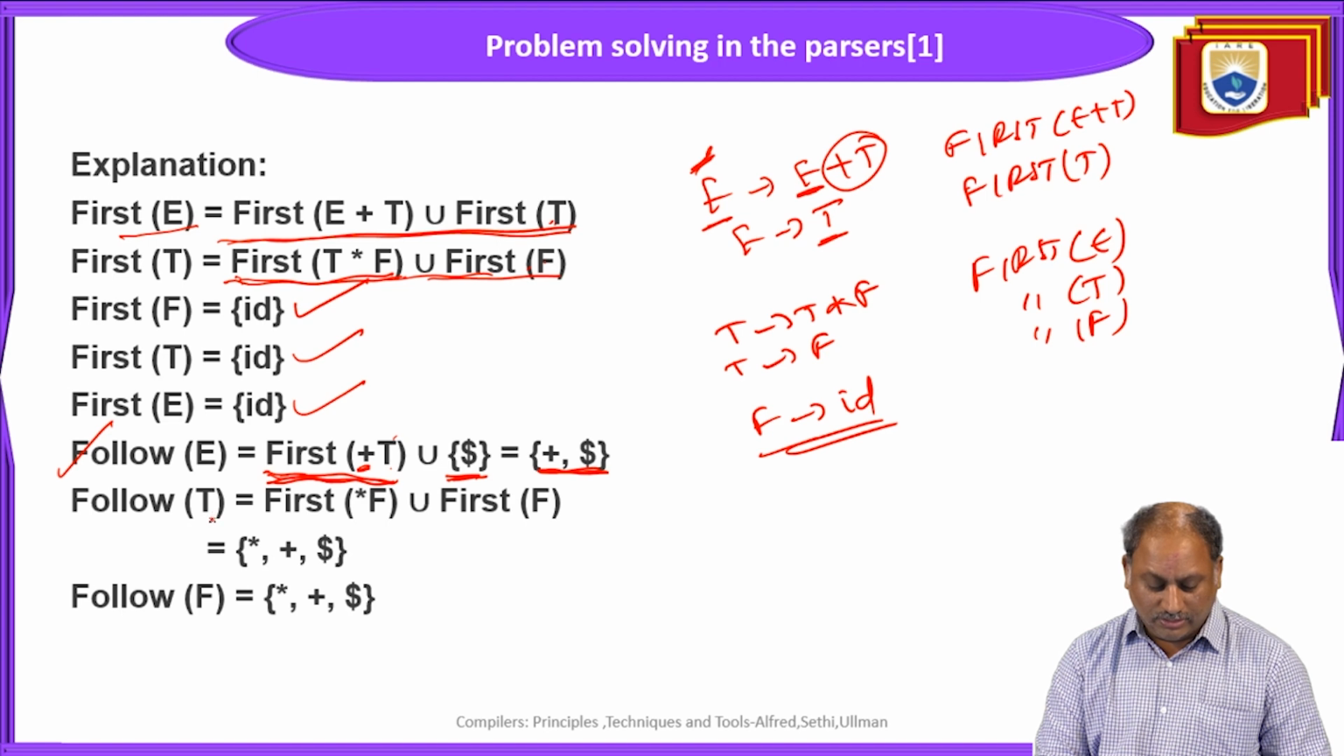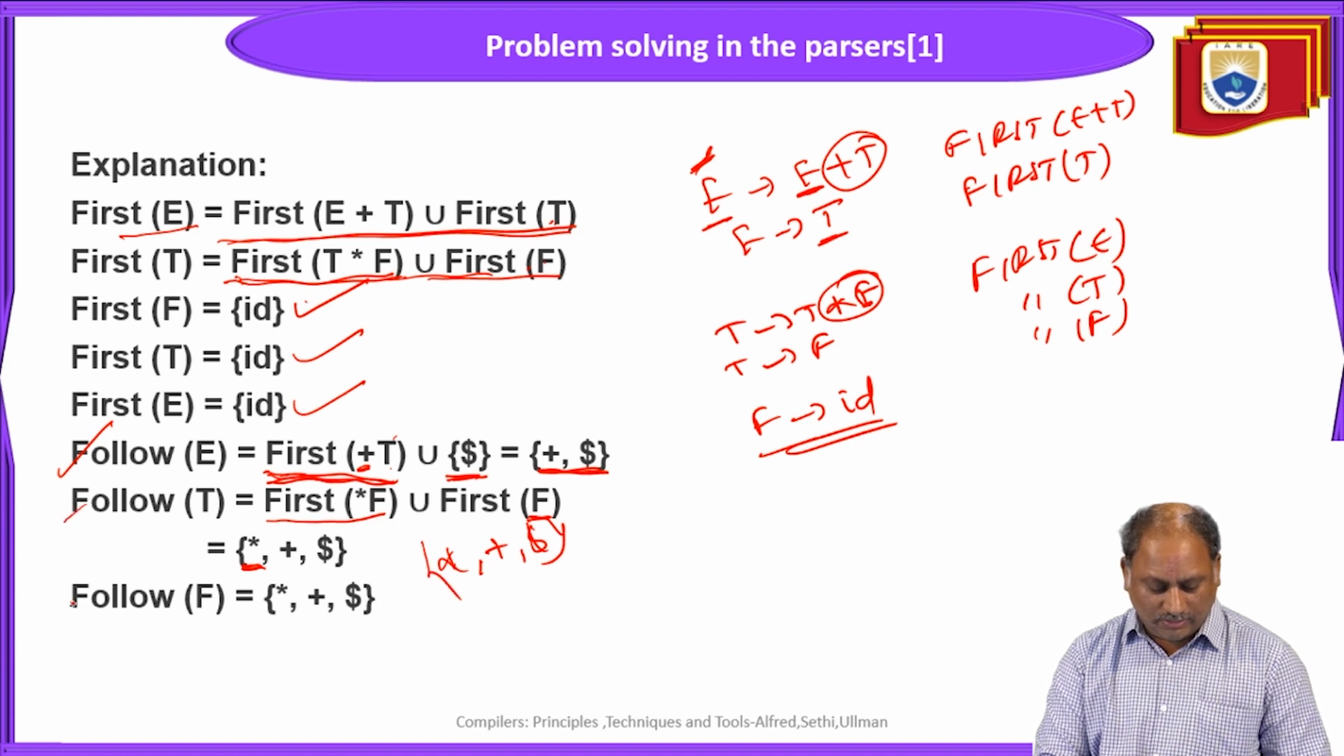Similarly, follow of T. What is follow of T? We have to write the production. So follow of T is star F, first of star F, and union. Here a non-terminal is available, so that's why first of union, first of F. So what is the first of F? That is already calculated with this one, so id. First of star F is star, and F is E, first of E, not F here, first of E. So that's why plus, dollar, star, plus, dollar.